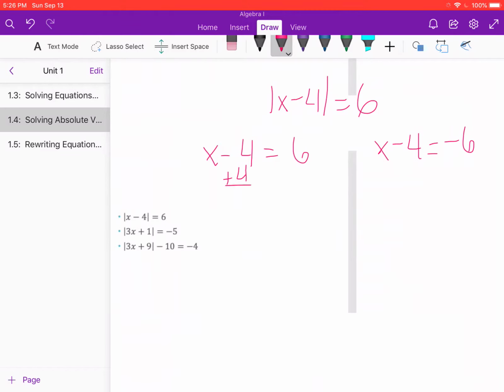So I'm going to add 4 to both sides for the first equation to get x equals 10. Same thing on the second equation, and we get x equals negative 2. Just to make sure that we did everything right, let's plug it back into the original. So if I plug back in here, 10 minus 4 is 6. The absolute value of 6 is 6, so this one worked. Same thing with the other one. Negative 2 minus 4 is negative 6. Absolute value is 6, which is equal to 6, so we know that one worked as well.